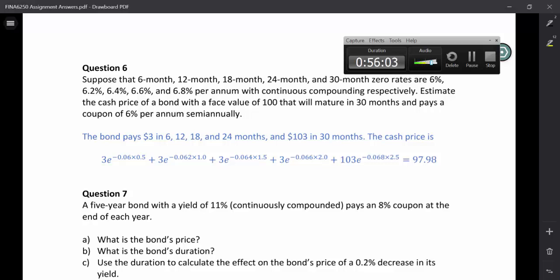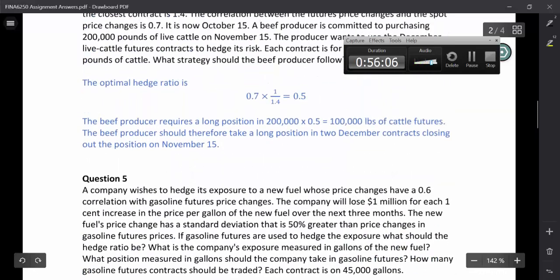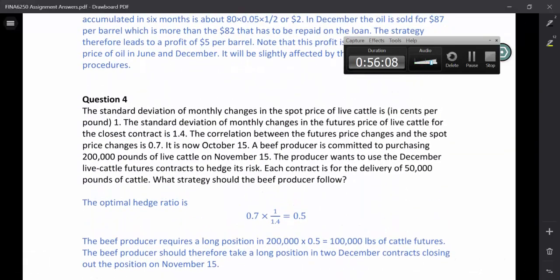In question 4, you think you should short the futures instead of long the futures? Long futures will fix the price. Okay, now here it says we should short the futures instead of longing the futures.